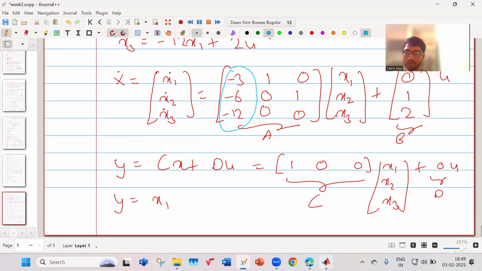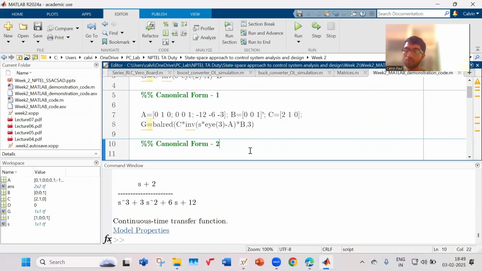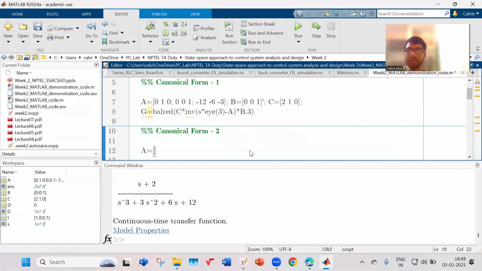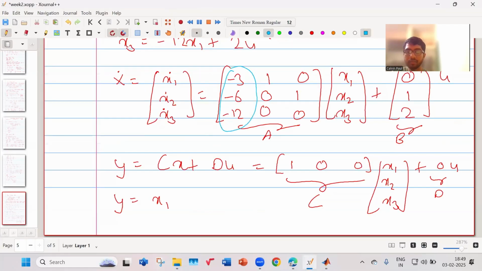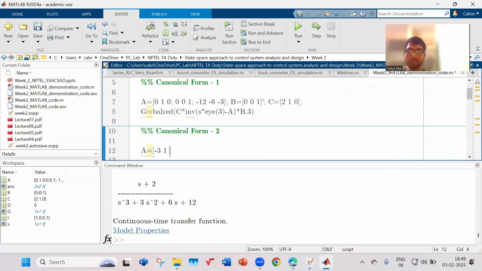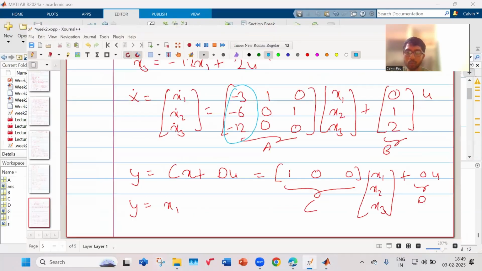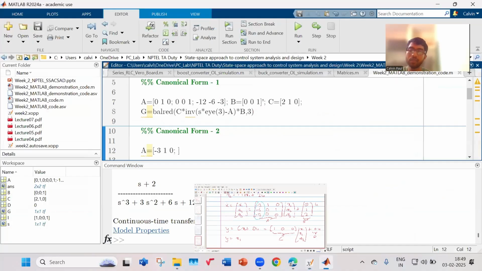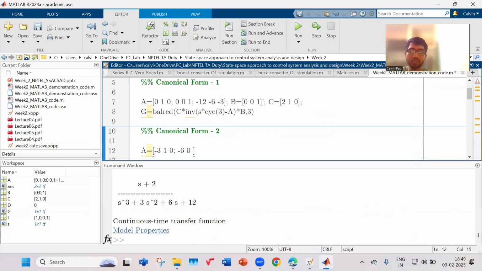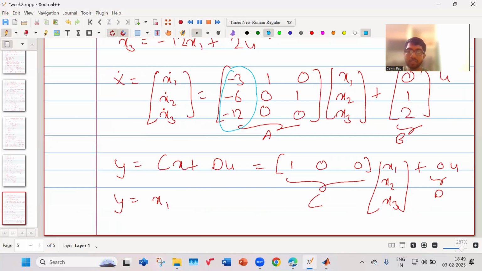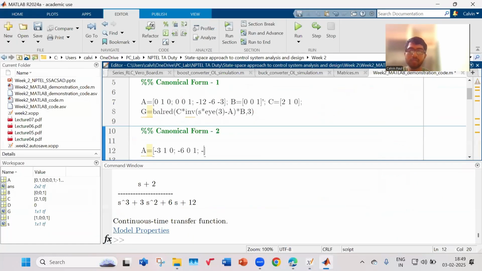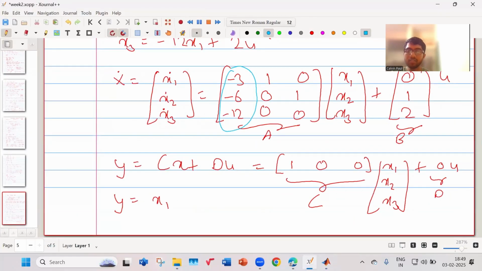Okay, so we have canonical form 2. What is our A matrix? A matrix is: in the first row, minus 3, 1, 0. Then in the second row, it is minus 6, 0, 1. And in the third row, it is minus 12, 0, 0. Okay, so this is the A matrix.